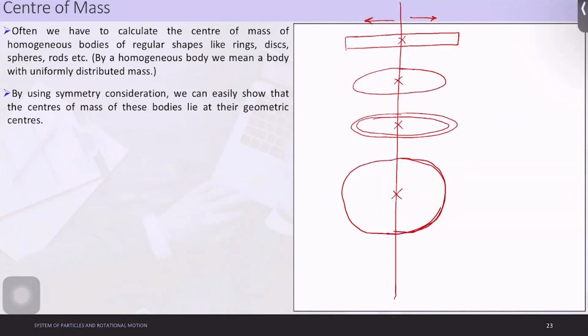So it's a sphere, okay. Everything will lie at their geometric centers. Why? Because the amount of mass in this direction is the same as in this direction. That's why. So it can be understood for a rod. This is your disc. This is your ring. And this is your sphere. Fine. So that is how you can understand this complete concept.